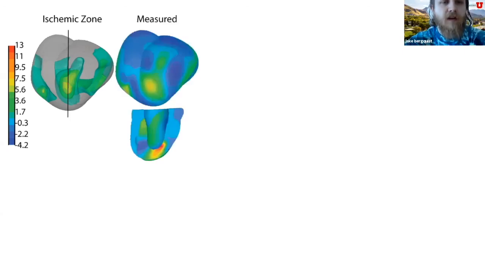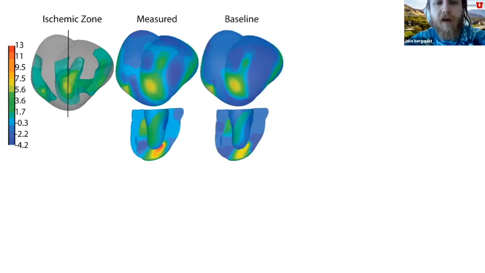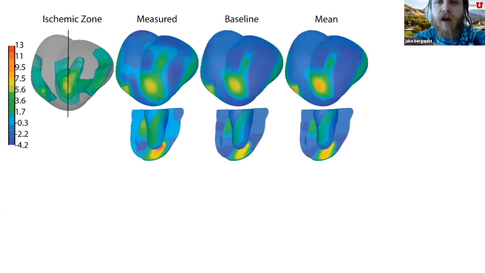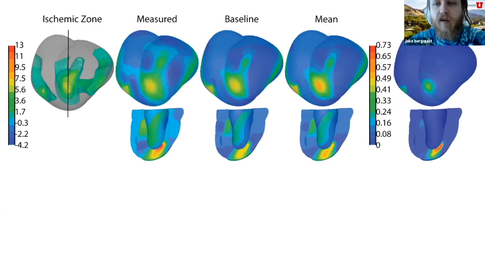I then looked at the measured extracellular potentials, compared that to the baseline forward solution, and then the mean forward solution and the standard deviation. And what I saw is that there was the highest standard deviation right here on this highest portion of elevation, which seemed like it may be clinically relevant, that we're getting a large amount of standard deviation in the region that we actually probably care the most about, this elevation that is actually the marker of myocardial ischemia.